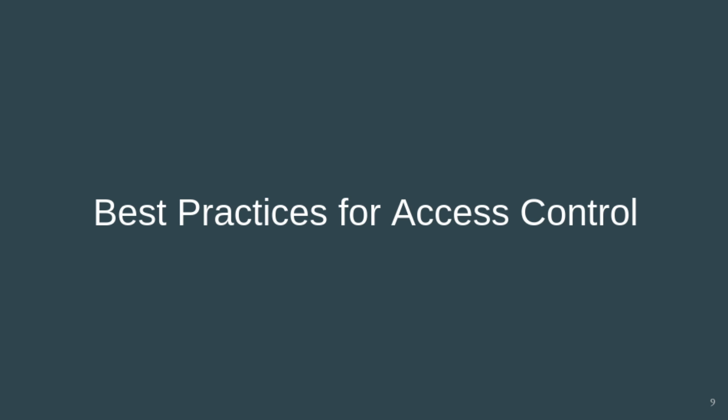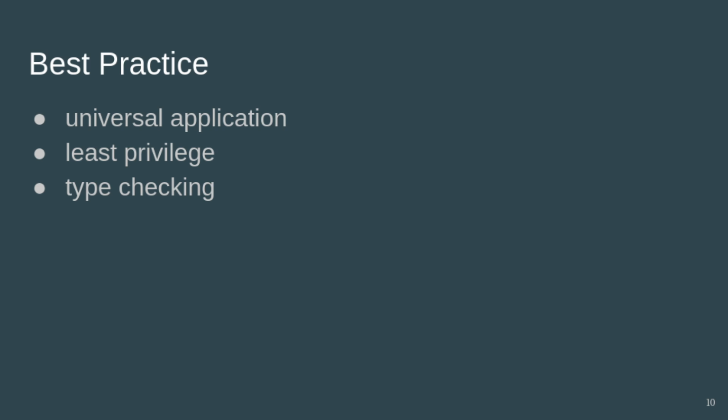Before we get into the specifics of any particular access control mechanism, let's go over some best practice. These are properties that ideally all access control mechanisms should provide. The three main ones are universal application, least privilege, and type checking. We'll go through each one in turn.